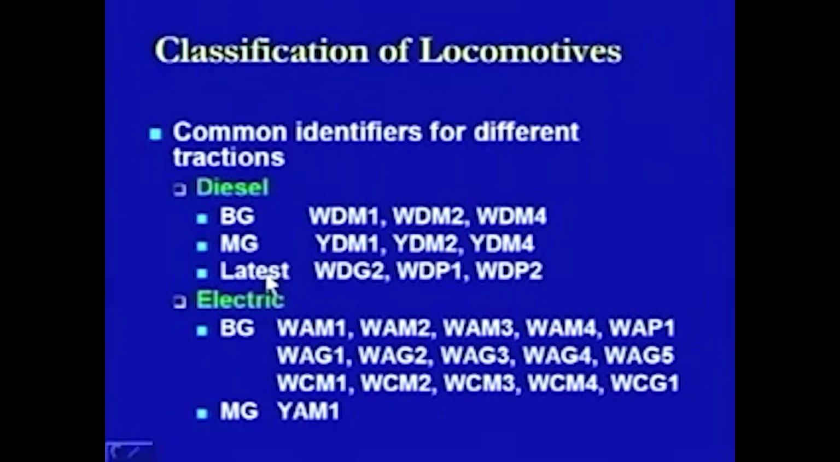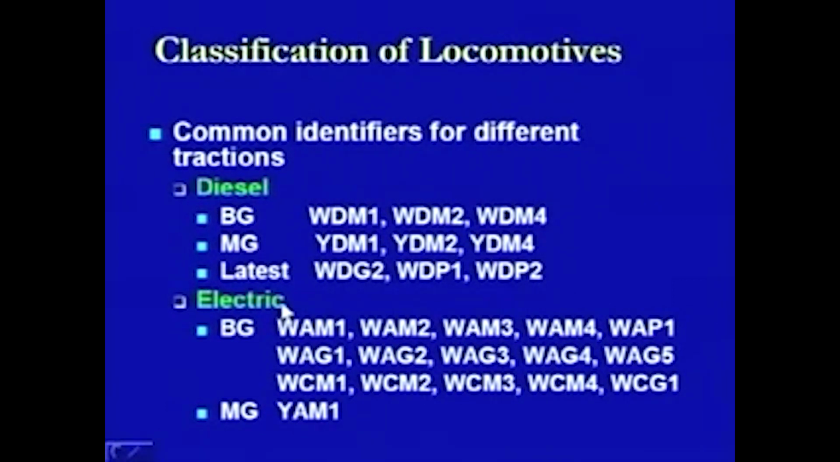So on the basis of all these things, we found there are certain common identifiers for different types of traction. In the case of diesel, we have for broad gauge WDM, or WDM 1, 2, 3 and likewise. W is for broad gauge, D is for diesel traction, M is for the mixed condition of passengers and freight. The numerals 1, 2, 4 which are defined along with the name tell the level of modification, or the changeover from one sort of locomotive to the other.